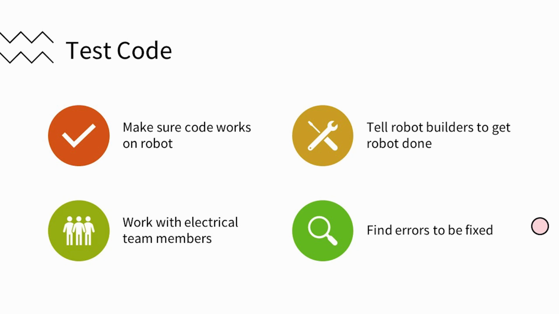This is often the hardest part of programming because it heavily relies on the team getting the robot itself built and wired up. They will need to work with electrical team members to ensure that all of the parts are plugged into the correct ports corresponding with their program.